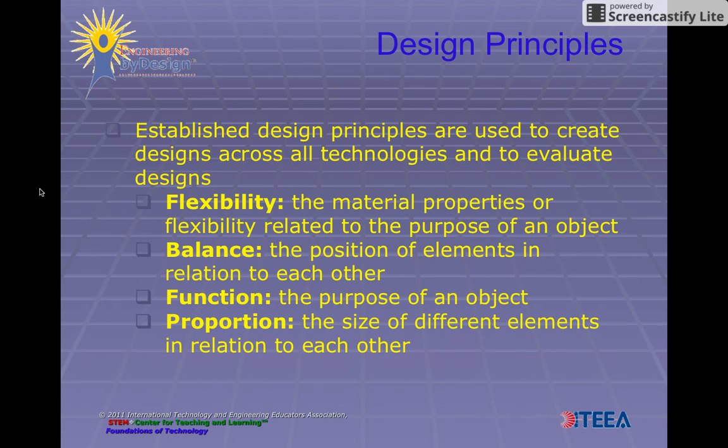So there are 4 design principles when you are looking at a product that you are using to evaluate that product. All technologies are evaluated using flexibility, balance, function, and proportion. Flexibility can mean 2 different things. It can either be the flexibility of the material itself, so how well is the material designed for the product and the properties of that material, or it can also mean the purpose.